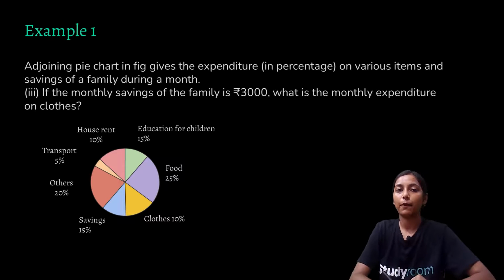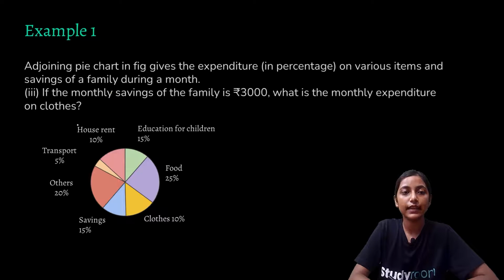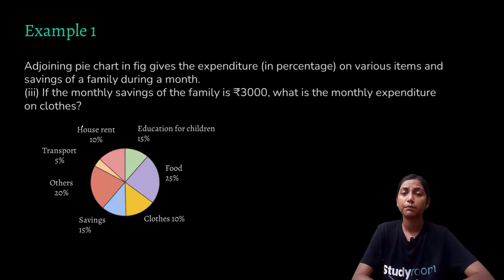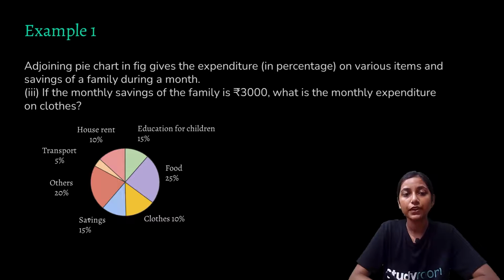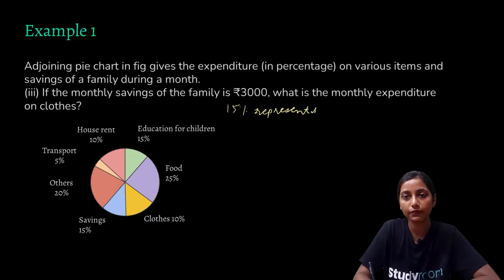Next up we have part number 3. It is written that if the monthly savings of the family is rupees 3000, what is the monthly expenditure on clothes? So we're given 15%. Since 15% represents how much? 15% represents rupees 3000, because 15% was the total savings and savings are given to be 3000. So 15% represents 3000. We need to find the monthly expenditure on clothes.